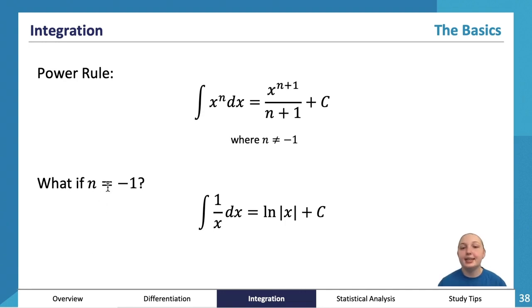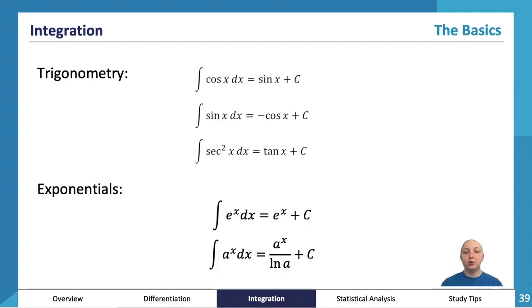But if your n is equal to -1, you end up with the integral of 1 over x, with respect to x, and then the integral of that, just like always, is going to be ln of the absolute value of x plus c. So fairly straightforward to remember. Again, these are also all in your formula sheet, so you do not have to worry about remembering them. Just know that they're there and that they exist, and how to use them as well.